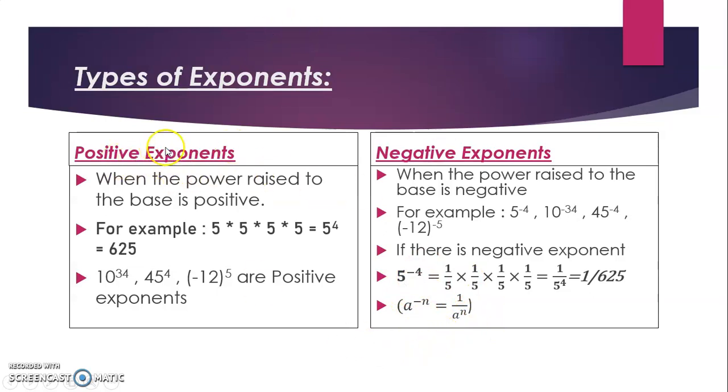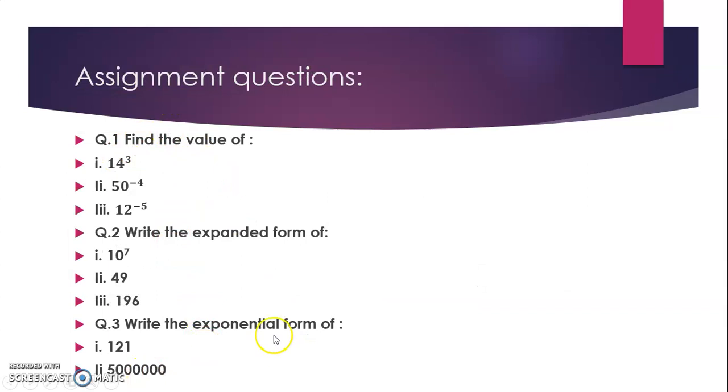Okay, I hope you have understood about the positive exponents and the negative exponents. In the next video, we'll see the laws of the exponents and how to apply them over numbers. Till then, these are some assignment questions to find the value of. You have to find the value of multiplying 14 three times, and this you can find out in the reciprocal form. Write this into the expanded form, and this into the exponential form, 121 and this number.